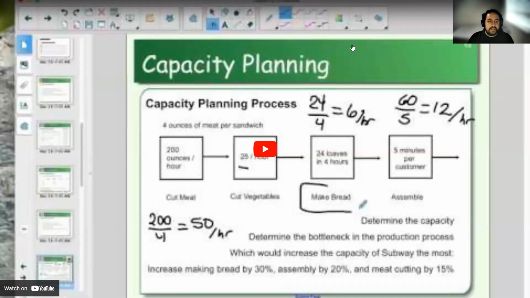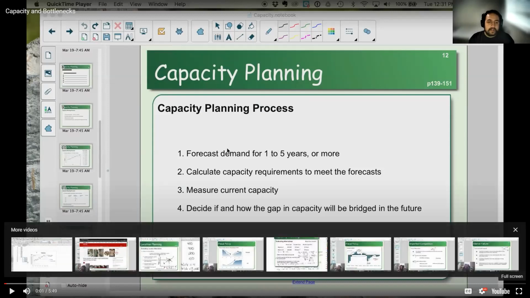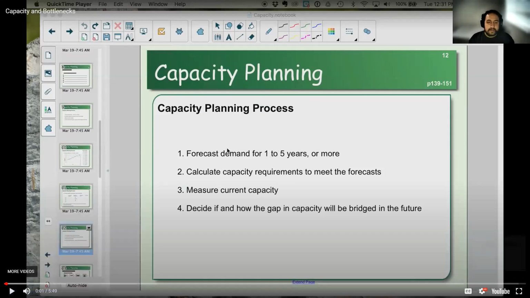So in the video, the speaker describes how making the bread is the longest process when making a sandwich. Therefore, it's the bottleneck of the process.